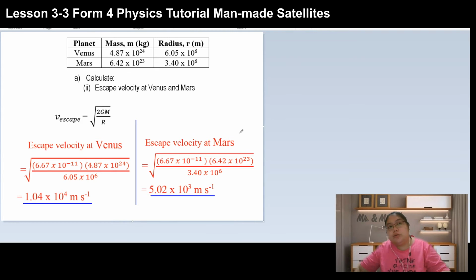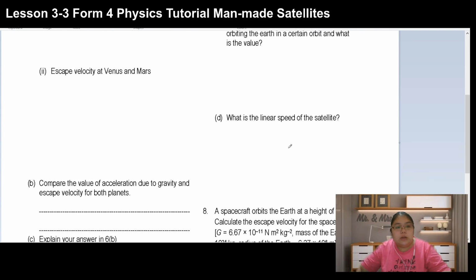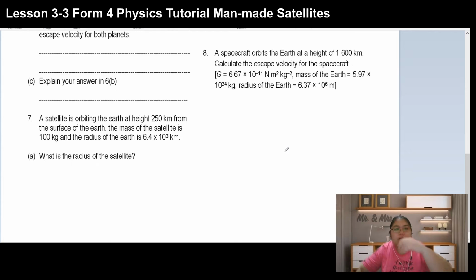Now we go to question 7. Okay, let's see question 7. There is a satellite orbiting the Earth at a height. Satellite again, so I draw. Now this one is the Earth. Satellite again.